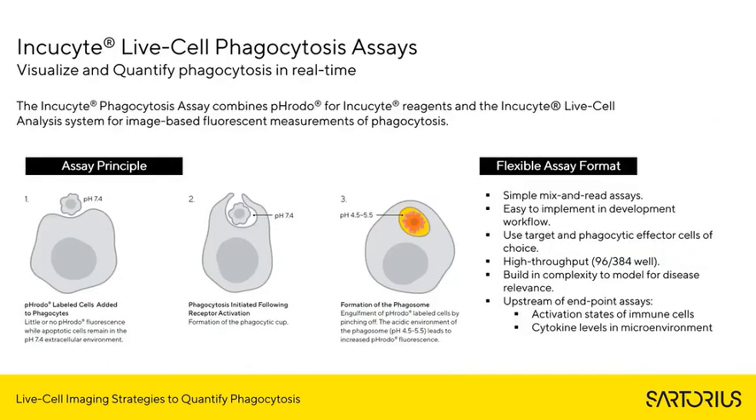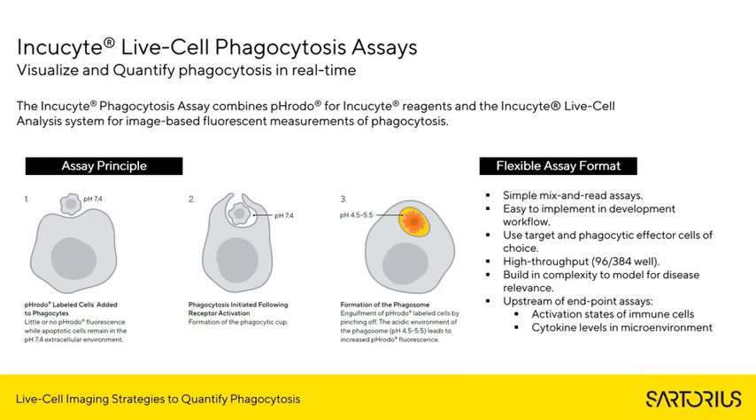The Incucyte phagocytosis assay combines Frodo for Incucyte reagents and the Incucyte live cell analysis system for image-based fluorescence measurements of phagocytosis. So if we look at the assay principle, Frodo reagents for Incucyte are a pH-sensitive conjugated fluorophore that has been incorporated to enable live cell imaging of phagocytic events.